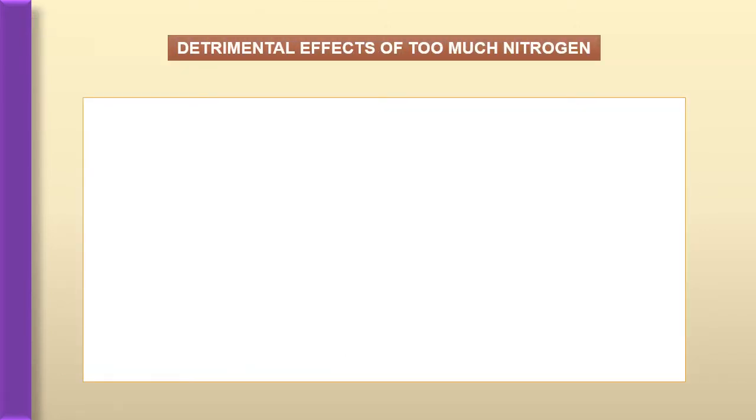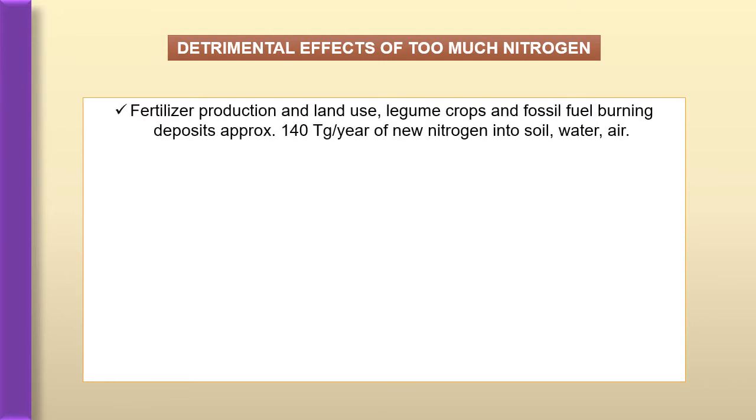For proper understanding of Shelford's law of tolerance, we can take the example of the detrimental effects of too much nitrogen. Fertilizer production and land use, legume crops and fossil fuel burning deposit approximately 140 teragrams per year of new nitrogen into soil, water and air. So very little is recycled.